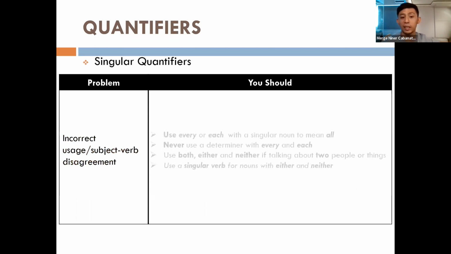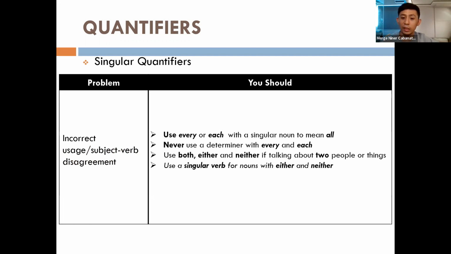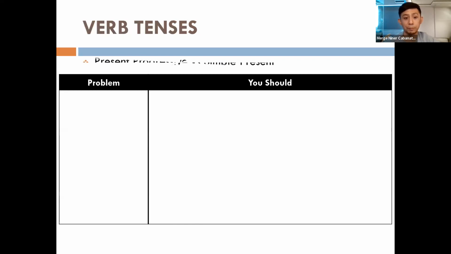Singular quantifier, once again, ito siya. Use every or each with a singular noun to mean all. Never use a determiner. Huwag ka lang maglalagay ng the. That's it. Use both, either, and neither if talking about two people or things. We use a singular verb for nouns with either and neither. Yung exception to the rule, na-discuss na natin yan sa grammar 2. Okay, like either Kevin or his siblings. Either his siblings or Kevin. Kahit na saan mo ilagay yung S, singular pa rin yan basta si either present doon. Okay? Basta si either, si each, at saka si neither present doon sa sentence. Singular pa rin ang verb.